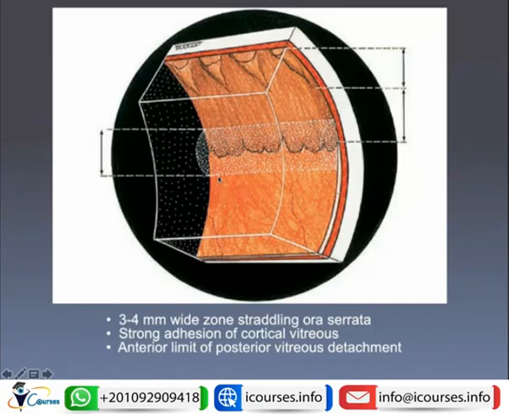Since this is the strongest attachment of the vitreous, usually the posterior vitreous detachment will be stopped here. If the posterior vitreous detachment starts from the posterior retina, it can extend anteriorly until it stops at the area of the vitreous base, due to the very strong attachment between the vitreous base and the underlying ora serrata and pars plana.